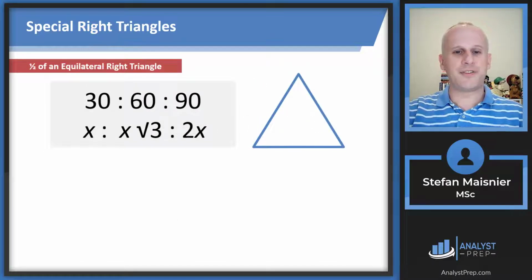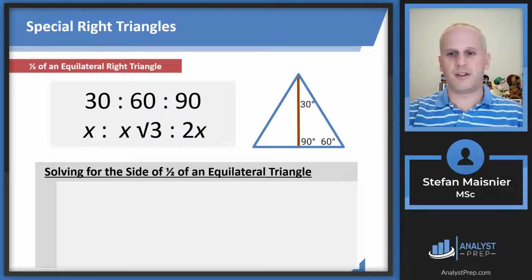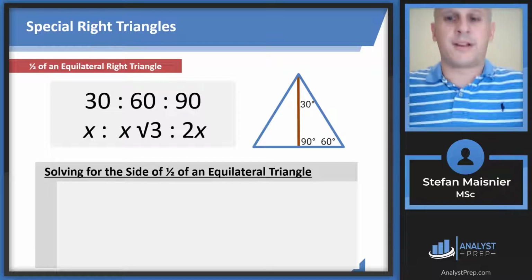Then we've got half of an equilateral triangle as the other of our special right triangles. So we can see an equilateral triangle on the screen. And to solve for the side of half of an equilateral triangle, we just draw a vertical line down the middle, and then we've got a 30, 60, 90 right triangle.